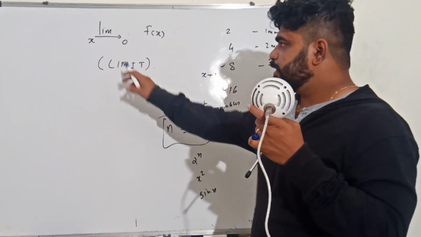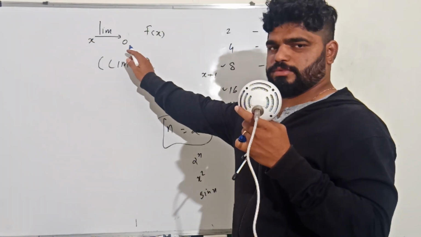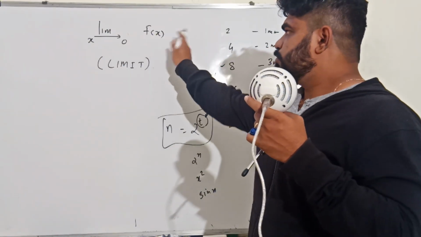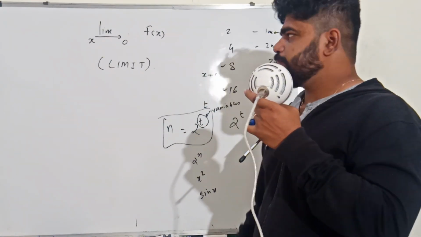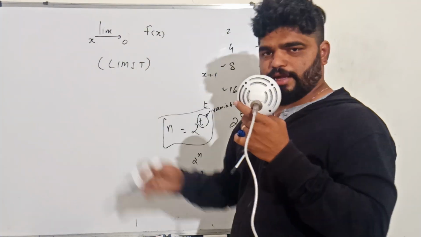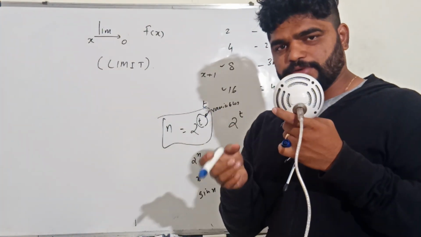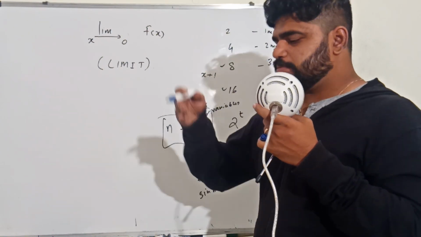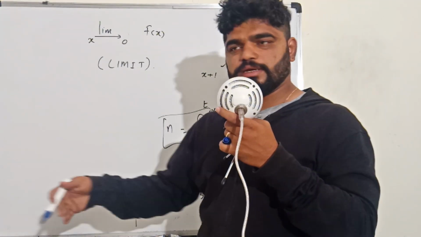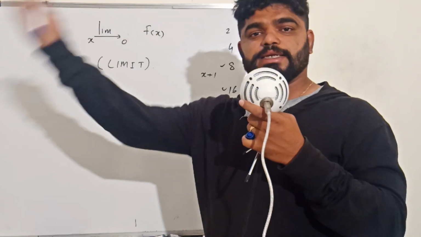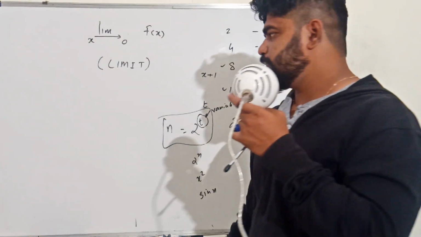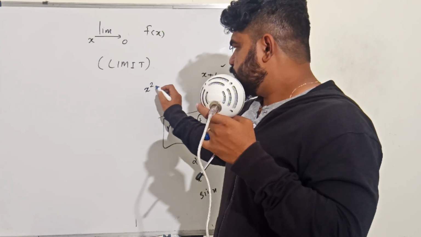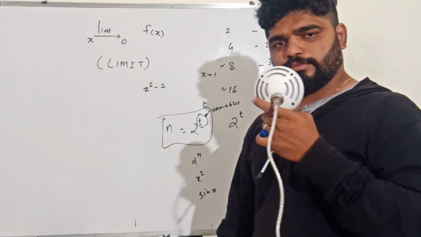Now what does it mean that x tends to some value? In this case it is x tends to 0. X tends to some value. What is the function of x doing? It is saying that you have to take the value of x towards a certain value, and as you get closer and closer to that value, what is function of x getting closer to? Let's take an example. Suppose function of x is equal to x squared minus 2.